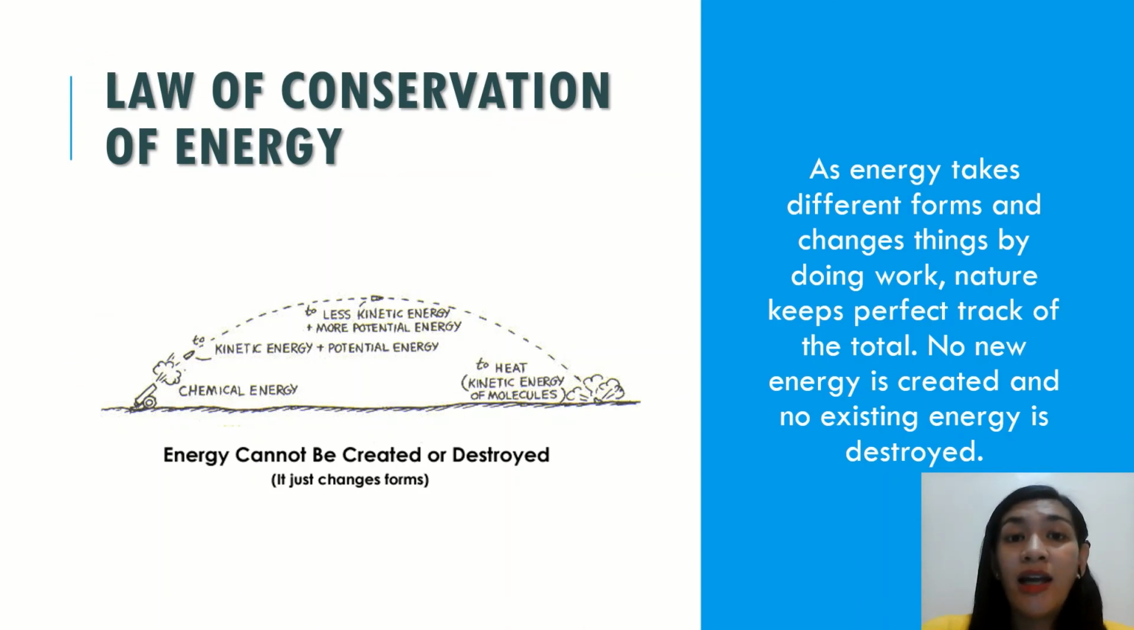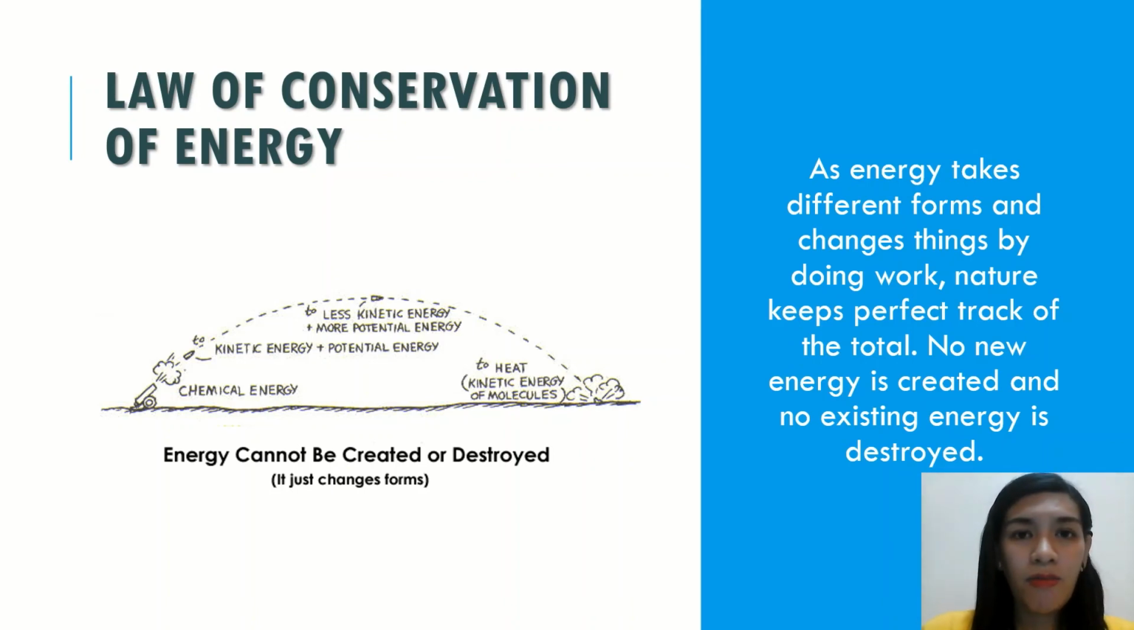Now, we have just discussed two types of energy, kinetic and potential energy. Energy cannot be created or destroyed, according to the law of conservation of energy. Your energy can just be transformed from one form to another. Let's say your potential energy could be transformed into kinetic energy and other forms of energy. As energy takes different forms and changes things by doing work, nature keeps perfect track of the total. Again, no new energy is created and no existing energy is destroyed. I hope you learned something from our brief discussion of work, power, and energy.